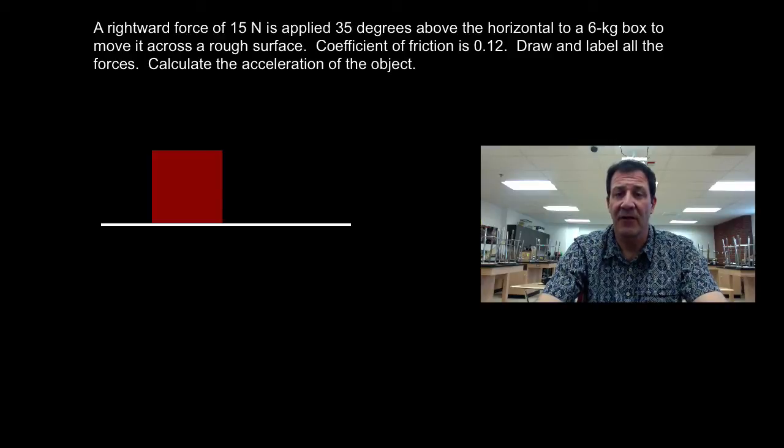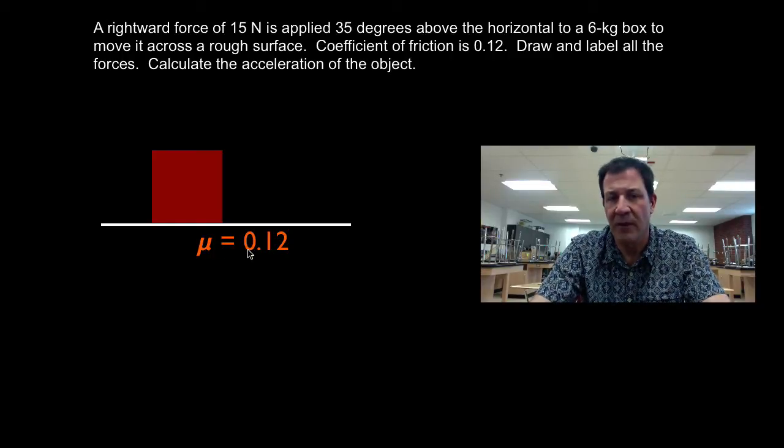Okay, so let's get all the information out of the problem and onto the page here, onto our diagram. This, of course, is our box, and it tells us the coefficient of friction. This symbol mu, the Greek letter mu, is a symbol for the coefficient of friction. The coefficient of friction is 0.12. All right, now we're going to draw and label all the forces.